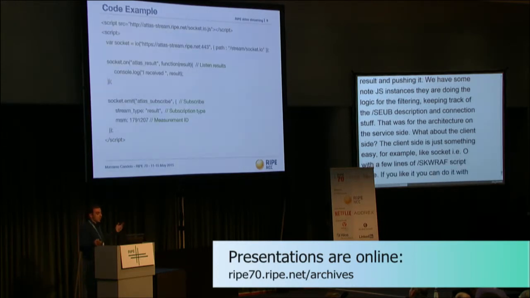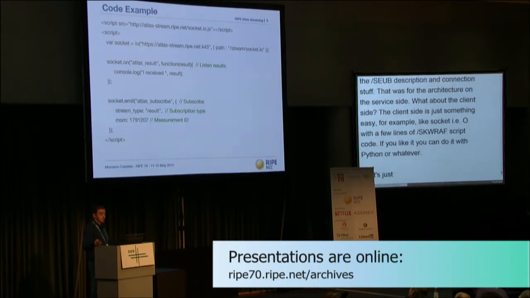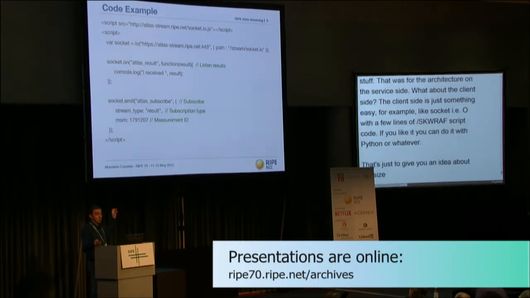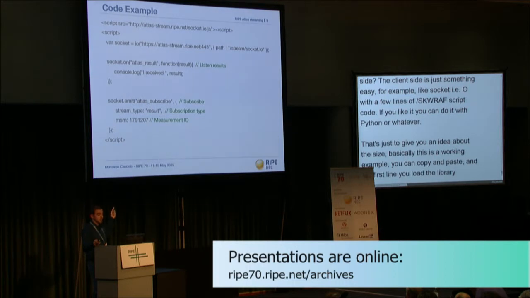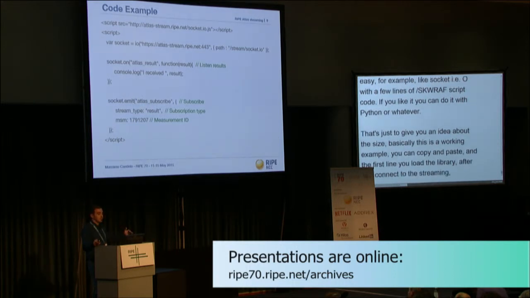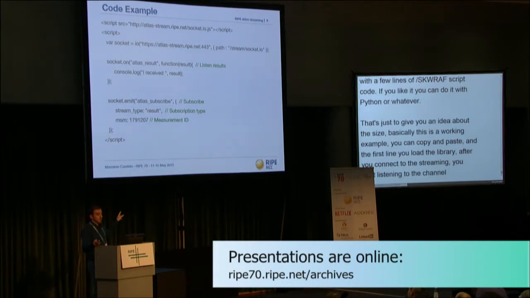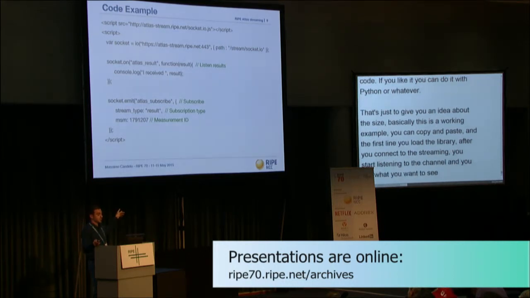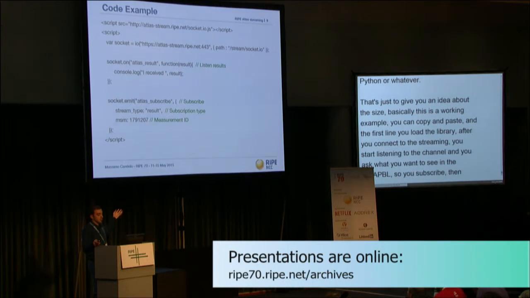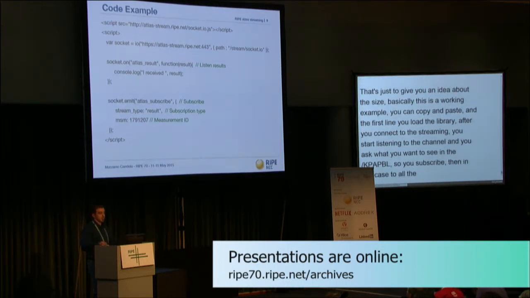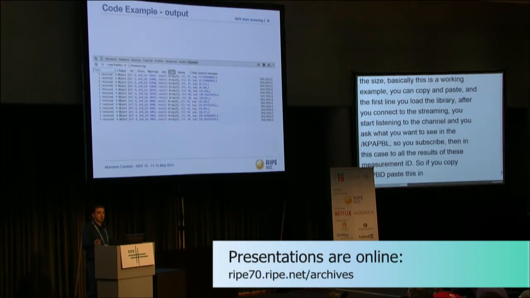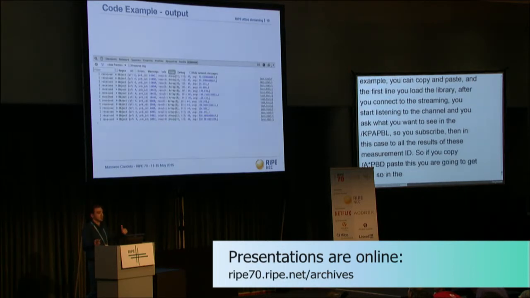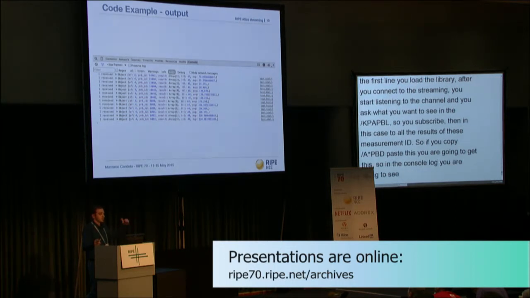That's just to give you an idea about the size. Basically, this is a working example, a snippet that you can copy and paste. In the first line, you load the library. After that, you connect to the streaming, you start listening to the channel, and you emit. So you ask what you want to see in the channel, so you subscribe. In this case, it is to all the results of this measurement ID. So if you copy and paste this in an HTML page, you're going to get this. In the console log, every time a probe sends a measurement, you are going to receive it.